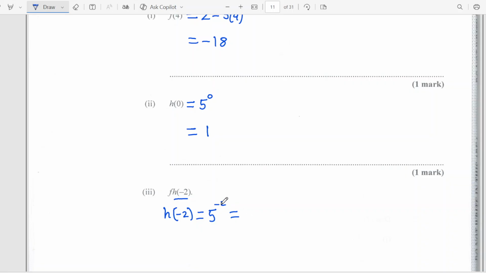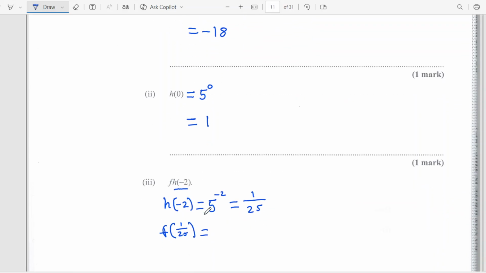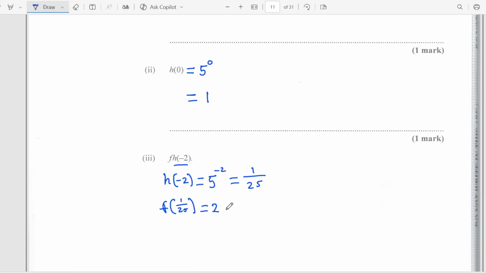Anything with a negative power, you have to find the reciprocal of it. So that will come to 1 over 5 squared, which is the same as 1 over 25. You can plug it into your calculator, 5 to the power negative 2. So h of negative 2 is 1 over 25. So now we want to find f of 1 over 25. And the f function is 2 minus 5x. So this will become 2 minus 5, and instead of x, we put in 1 over 25.